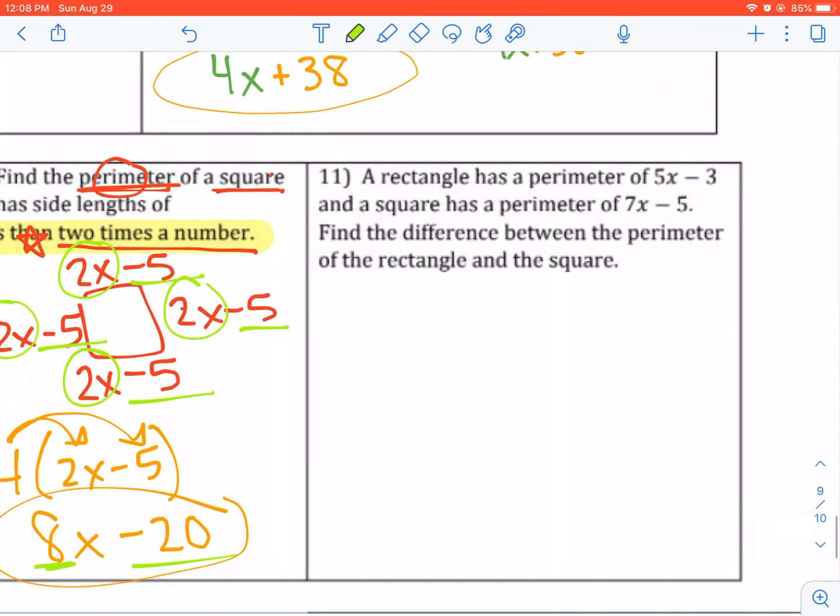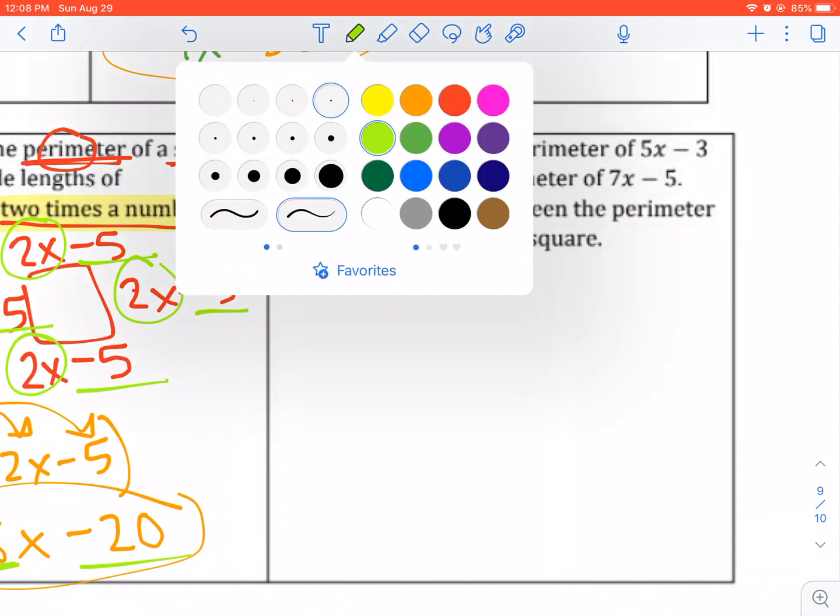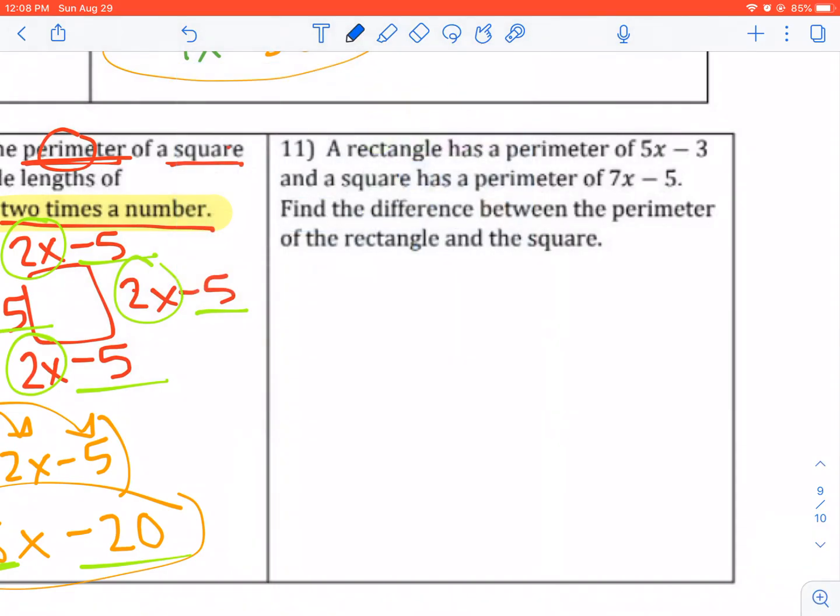Last question on the review. A rectangle has a perimeter of 5x minus 3, and a square has a perimeter of 7x minus 5. Find the difference between the perimeter of the rectangle and the square. So what we're actually going to do is going to make it more like what you're going to see on your test. Usually when we do subtraction, we put the bigger number first.